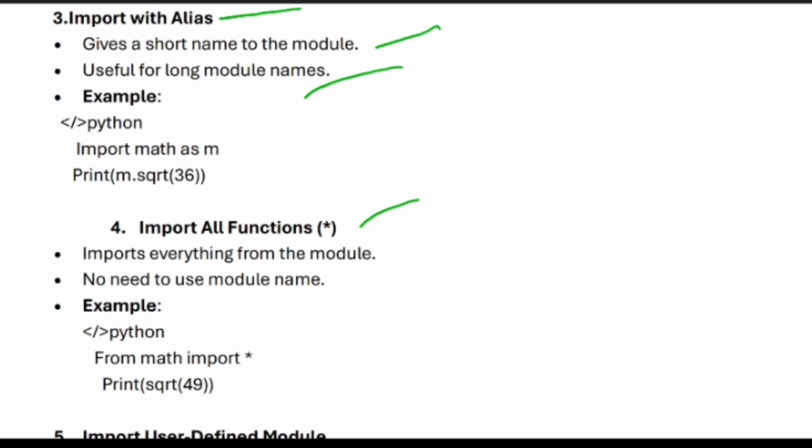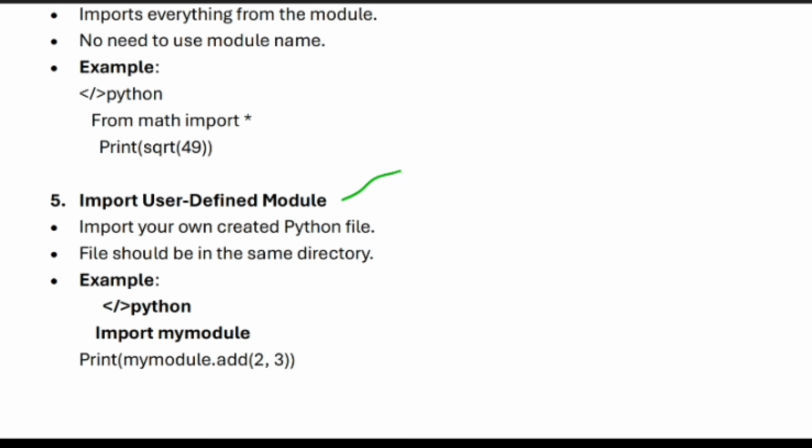Next is importing all the functions. Import everything in the module. No need to use the module name. So you can give an example: from module import star. The last one is importing a user-defined module. Import your own created Python file, and the file should be in the same directory. So you will get an example. This example you can write.